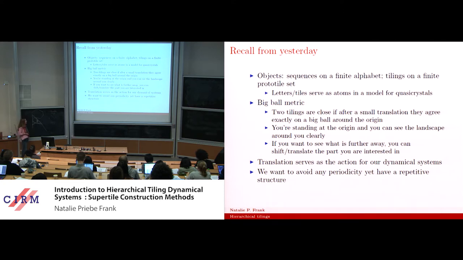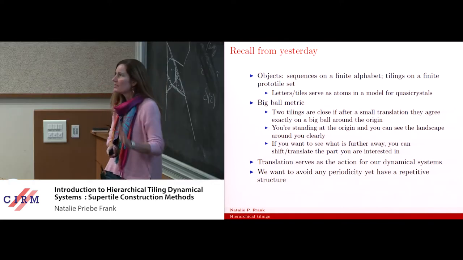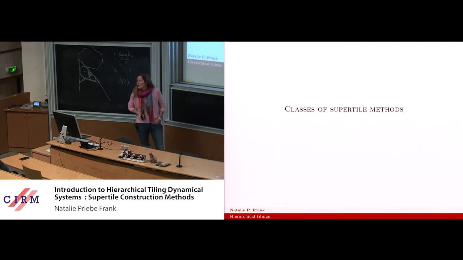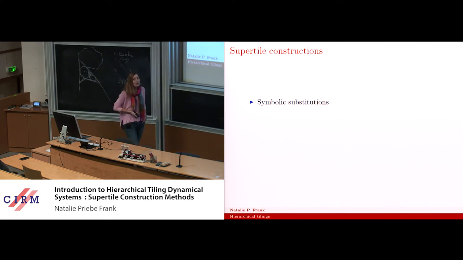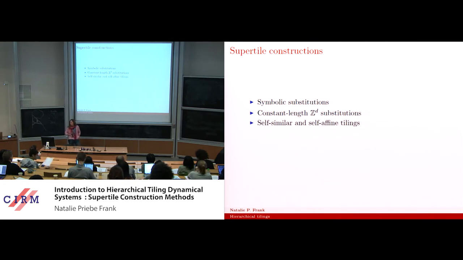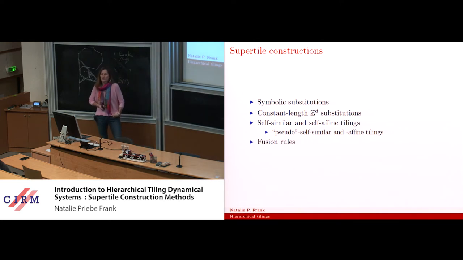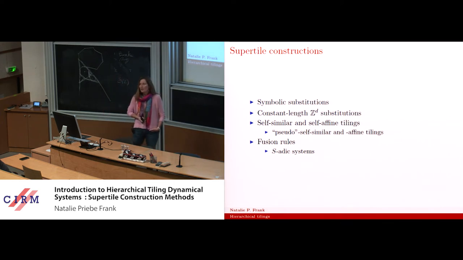We want to have interesting tilings and sequences to deal with. And so periodic stuff, even if it's only periodic in one direction, is less interesting. A good way to get interesting tilings that have a lot of structure but aren't periodic is to use what I'm calling supertile construction techniques. So there's symbolic substitutions. A lot of people have talked about those already during our time here. There's constant length Z^d substitutions I'm going to talk about. I'm going to talk about self-similar and self-affine tilings and sort of a subclass of that called pseudo self-similar. I'm going to talk about fusion rules, which include S-adic systems, and I'm going to show how that works.